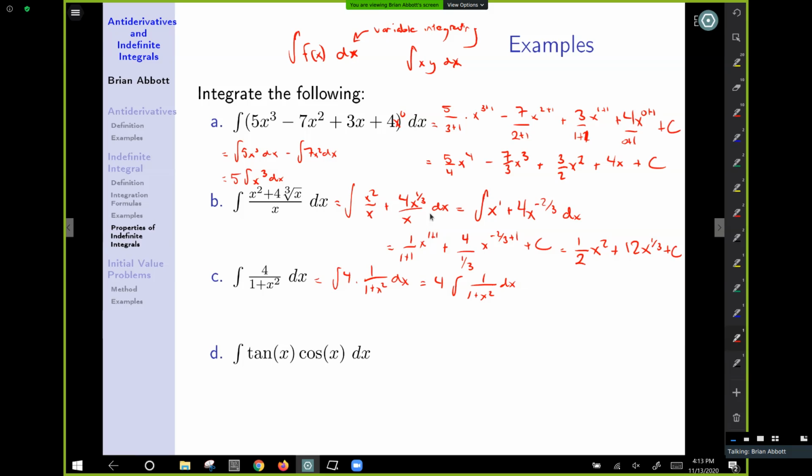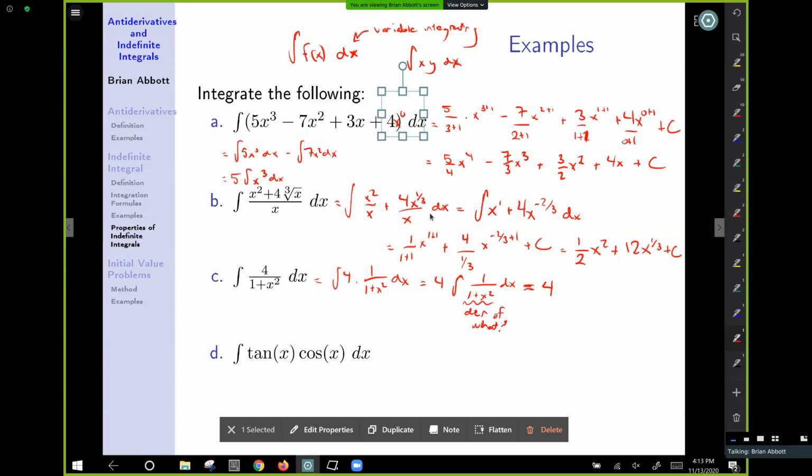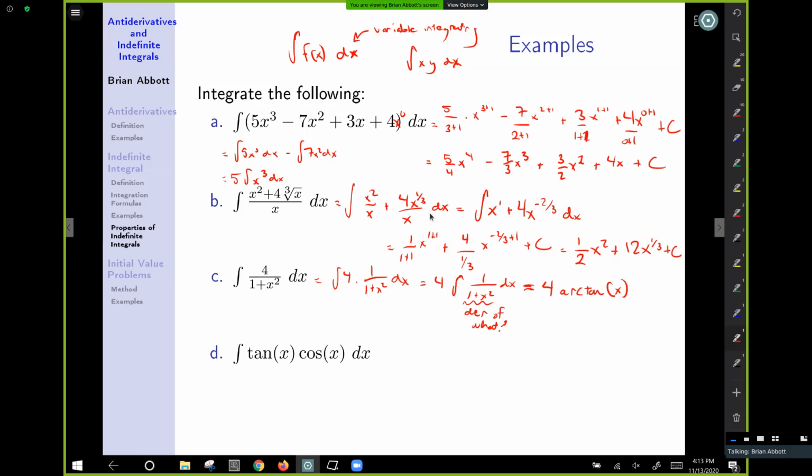And so now the only tool I have is to think of this as the derivative of what? This is not an obscure one, but not one we use every day, but an incredibly important one that you'll see a bunch in future classes, so I pull it out periodically. 1 over 1 plus x squared is the derivative of arctangent, inverse tangent. So that integral is 4 times arctangent of x plus c.